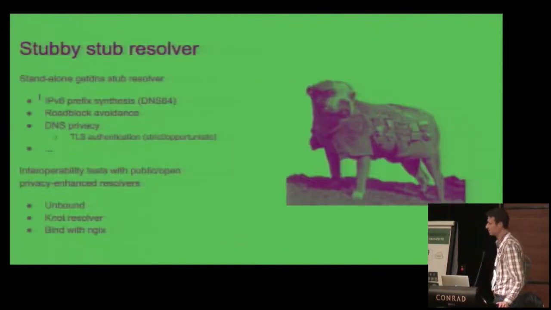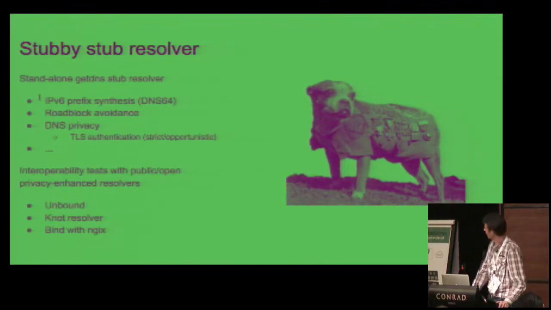So Stubby, the stub resolver. This is not new. People already worked on the stub resolver in previous hackathons. It's a modern stub resolver: IPv6 prefix synthesis for DNS64, DNSSEC roadblock avoidance, all kinds of DNS privacy extensions.